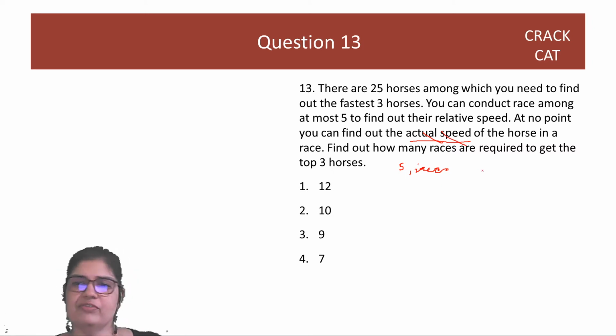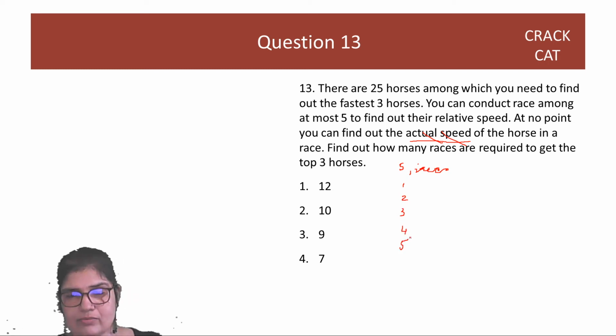If 5 horses are running, you can just rank those 5 horses. And just because someone is first in the second race doesn't mean that he's faster than someone who's second in the first race, right? So if 1, 2, 3, 4, 5 is my ranking after the first race, then in the second race the horses that will run will be 6, 7, 8, 9, 10, right? Like that, 25 horses will run.